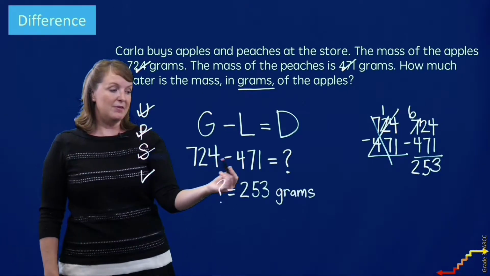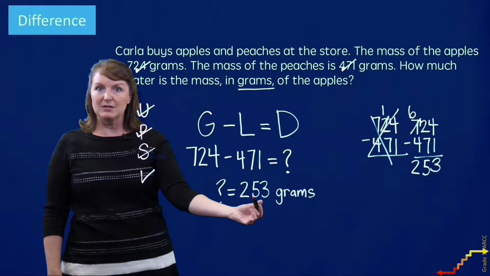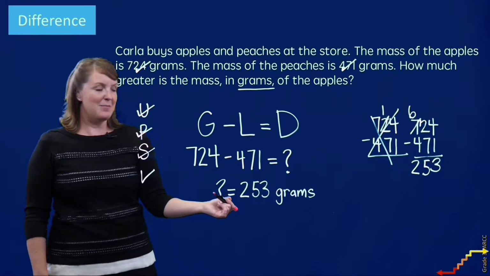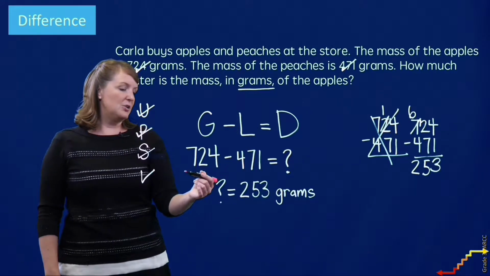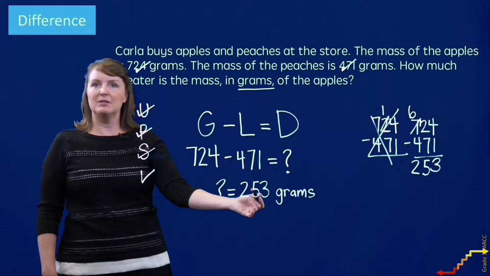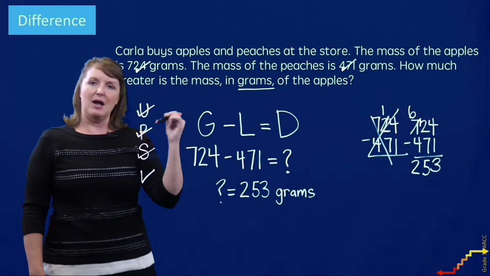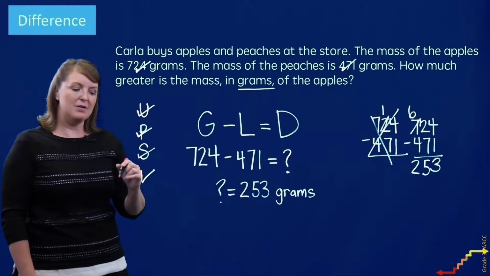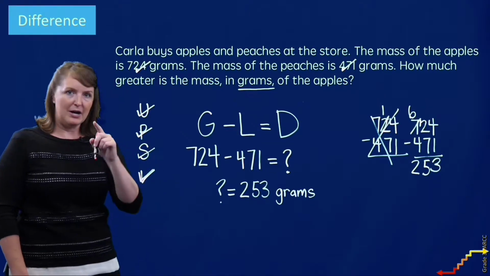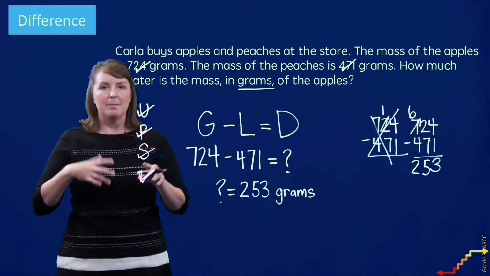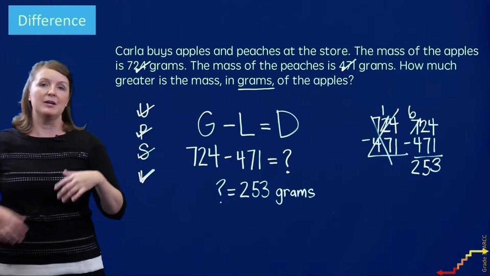Well, let's see, I could do 724 minus 253. Hopefully that is the same as 471. I could do 253 plus 471, and hopefully that would add to 724. Lots of different ways to check the work. I only need to do one of those ways, but it's always important to make sure that my answer is reasonable and makes sense.